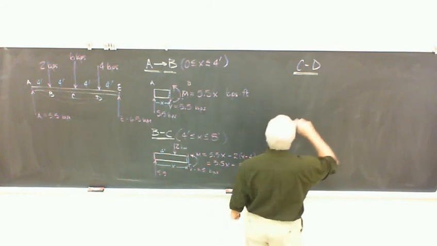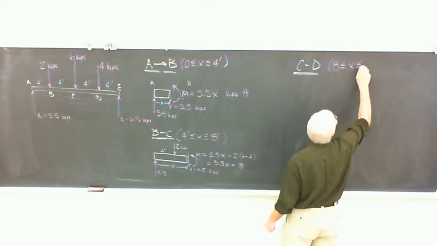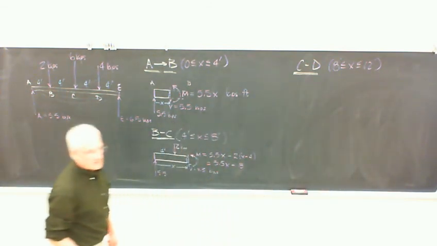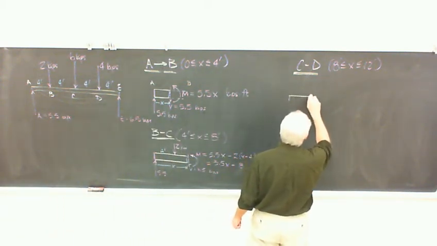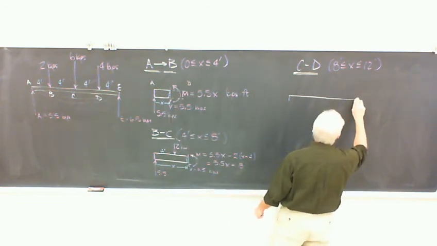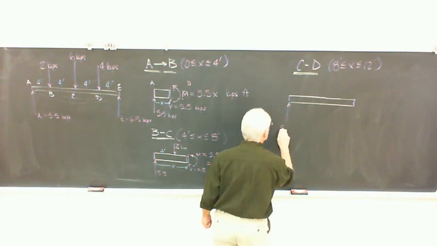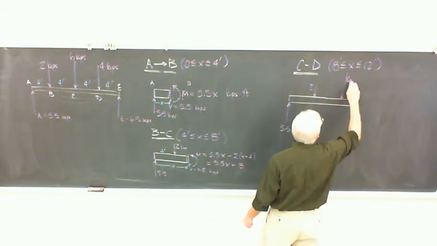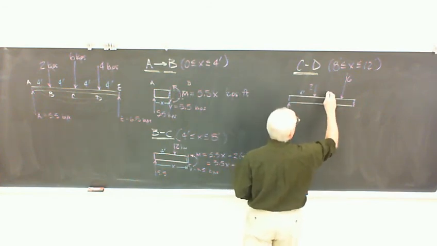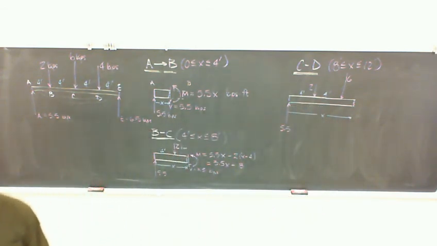Okay, so we'll do the next section. This is x equals 8 to 12, from C to D. Okay, so we start at A. We go out far enough, we're going to get the 2-kip load, we're going to get the 6-kip load, and then we make another cut. So the loads don't change, it just changes whether or not they're in the picture. That's 4 feet, and that's x out to where we've made our cut, somewhere in between the 6 and the 4 kip load.